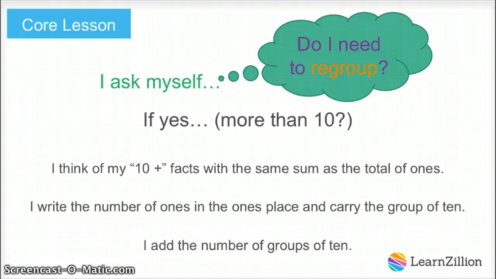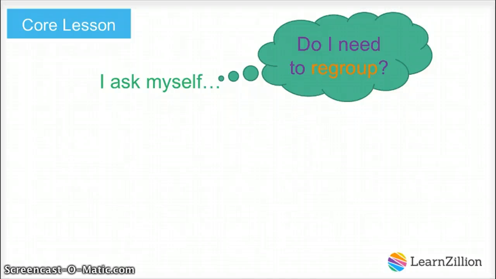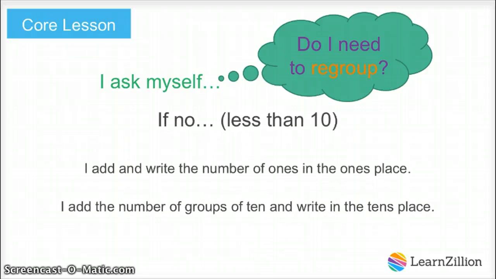If yes, more than 10, I think of my 10 plus facts with the same sum as the total of ones. I write the number of ones in the ones place and carry the group of 10. I add the number of groups of 10. If no, less than 10, I add and write the number of ones in the ones place. I add the number of groups of 10 and write in the tens place.